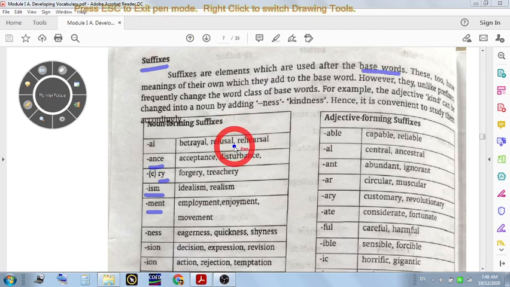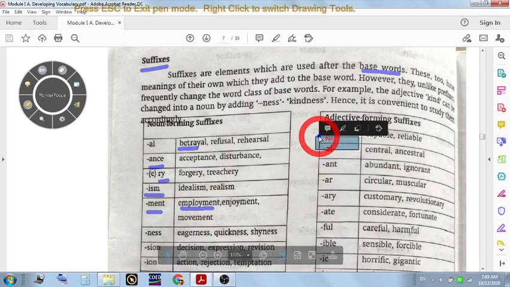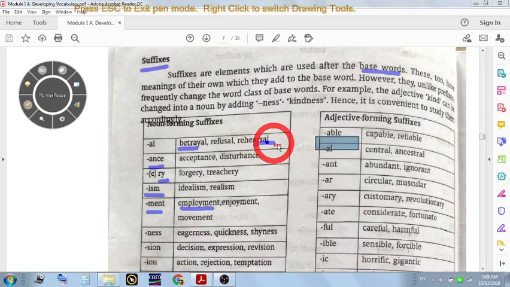Let's have some examples. See, for example, here is betray and al is attached to it, so it becomes betrayal, that is a noun. Take for example employment. Employ is a verb, the base word. Ment is attached to it after the base word and it becomes employment, that is a noun. So you see here the number of suffixes, the base word and the changed category of the word.